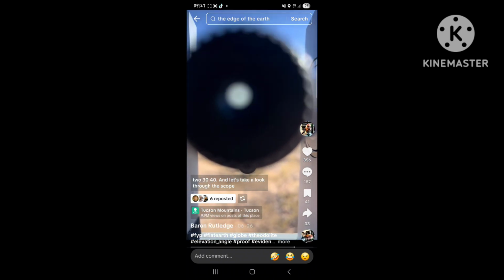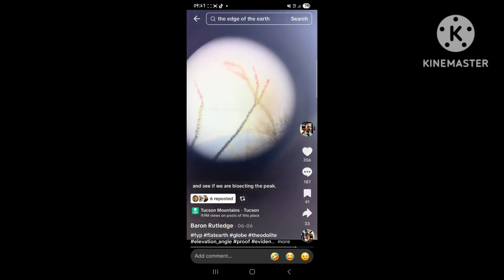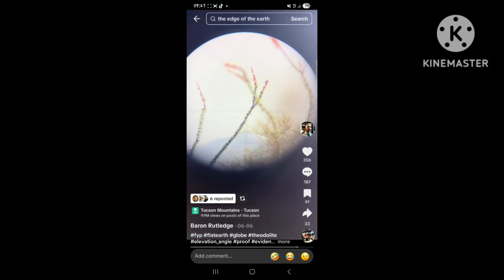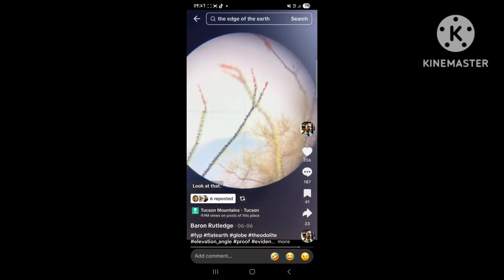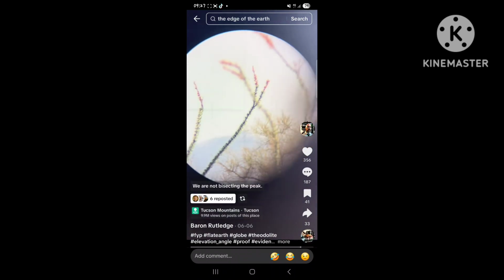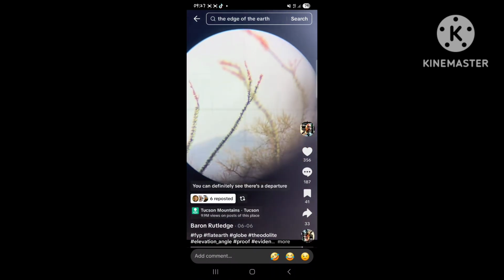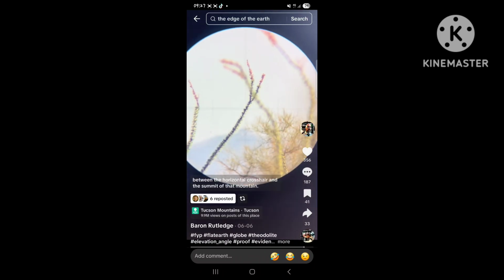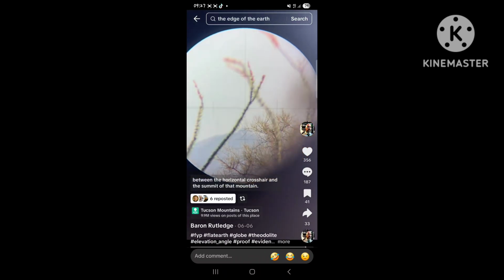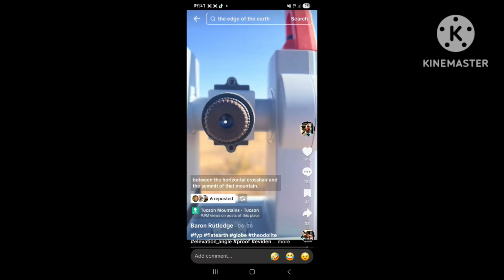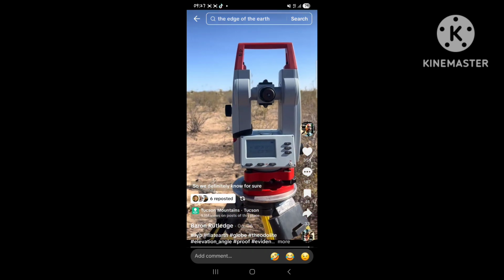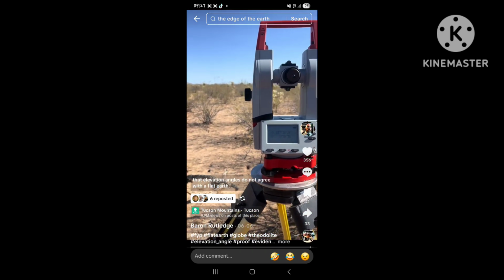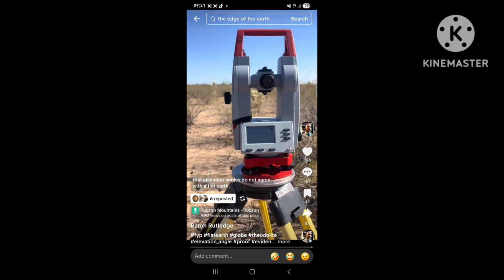And let's take a look through the scope and see if we are bisecting the peak. Well, look at that. We are not bisecting the peak. You can definitely see there's a departure between the horizontal crosshair and the summit of that mountain. So we definitely know for sure that elevation angles do not agree with the flat earth.